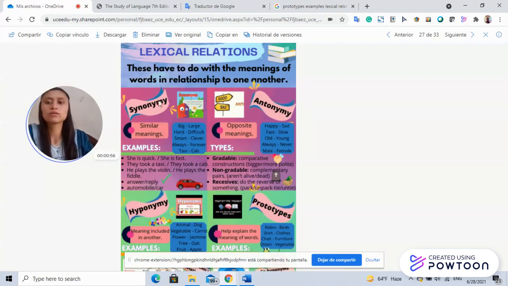So the first one is synonymy, in which two or more words have similar meanings. For example, big, large, hard, difficult, smart, clever, always, forever, taxi, cab. We can use synonyms for nouns, adjectives, verbs, and adverbs. We have more examples: she is quick or she is fast; they took a taxi, they took a cab; he plays the violin, he plays the fiddle. We can say that those sentences are the same using different words.